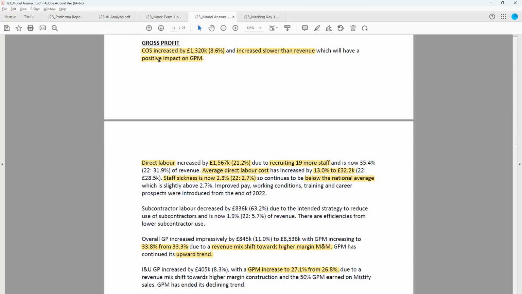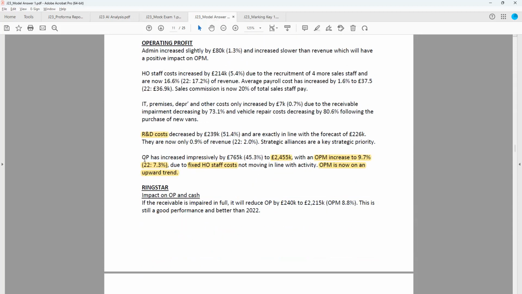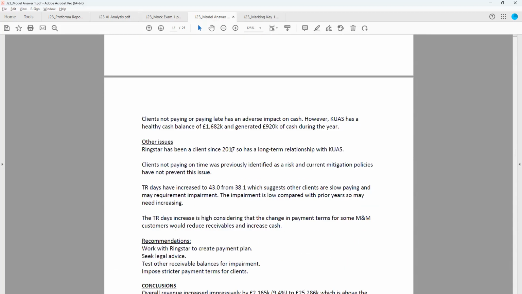And then we do the same thing for cost of sales and gross profit. Again, we just want the main headline numbers. So you could just come straight in and put in overall gross profit: the number with the change in the margin and maybe the brief reason why. So leaving off this final point. ICAEW, number with the margin and a brief reason why. M&M, number, margin and brief reason why. And then operating profit, number, brief reason why.